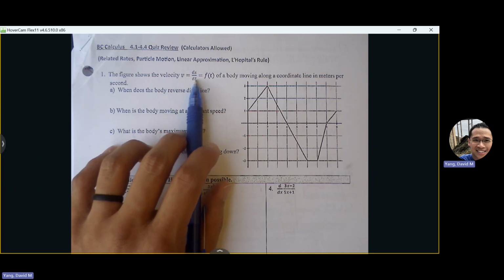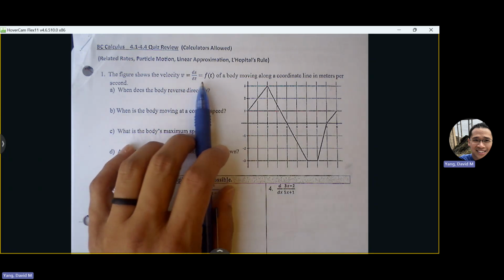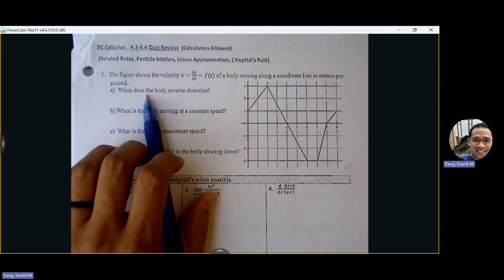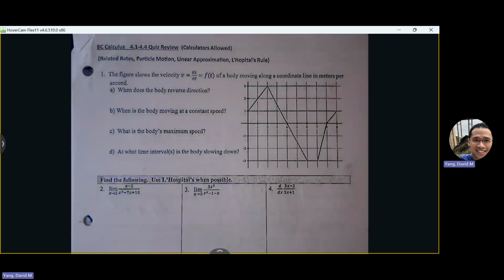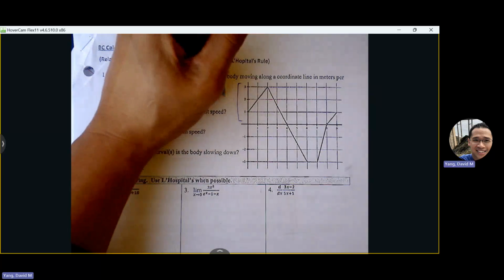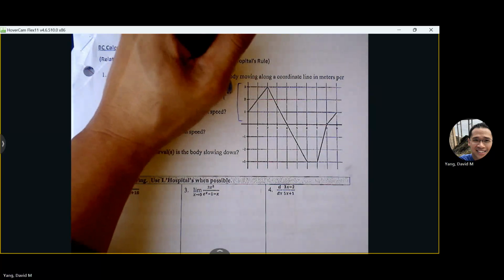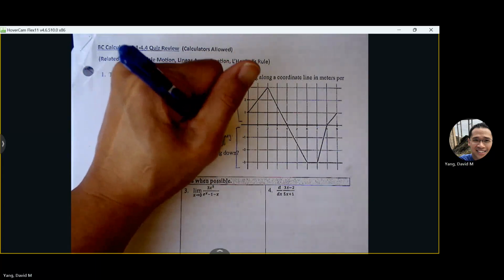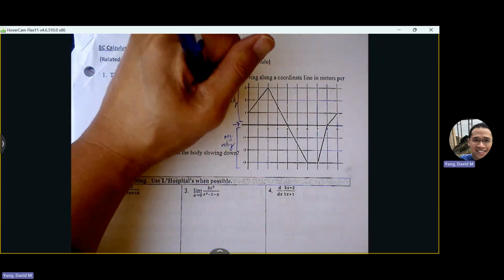Okay, so we have our velocity graph showing a particle moving along the coordinate line in meters per second. It says, when does the particle reverse direction? So we know that if this is our velocity function, then anything above the axis represents positive velocity. Anything below is negative velocity. Anything on the axis is where your velocity is zero.